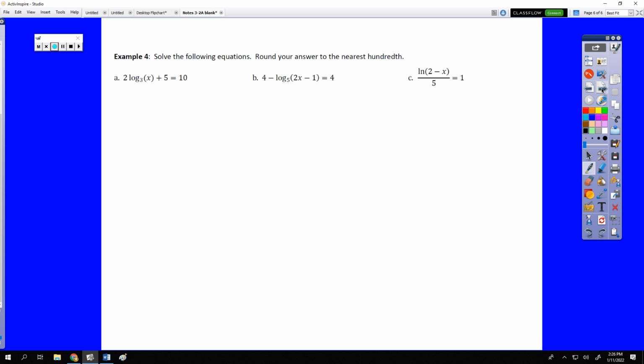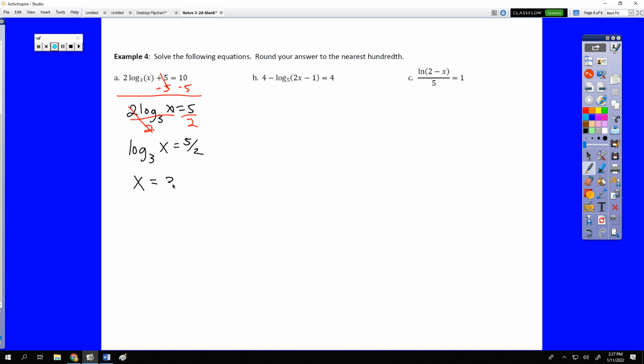All right, that just leaves going the opposite direction. So now we're going to solve some logarithm equations, and we are going to solve those out the same way. We need to isolate the logarithm, so we're going to subtract 5 from each side, which would give us 2 times the logarithm base 3 of x equals 5. Divide by 2 to get the logarithm as much by itself as we can, which would give us log base 3 of x equals 5/2.